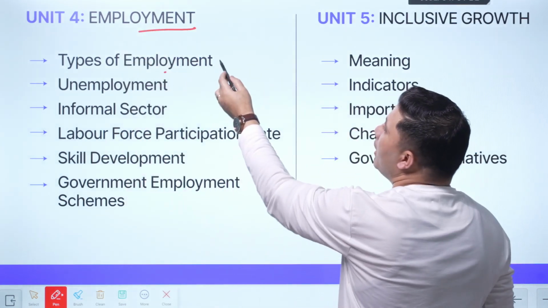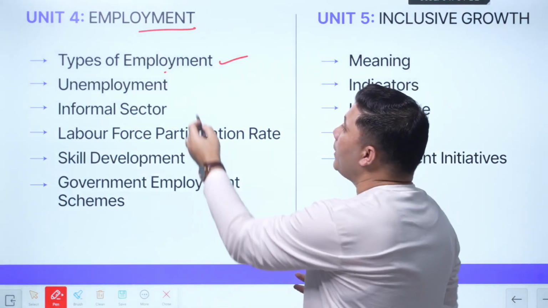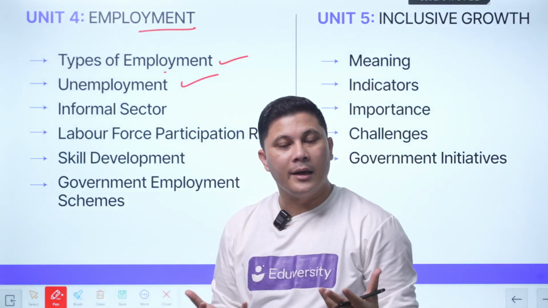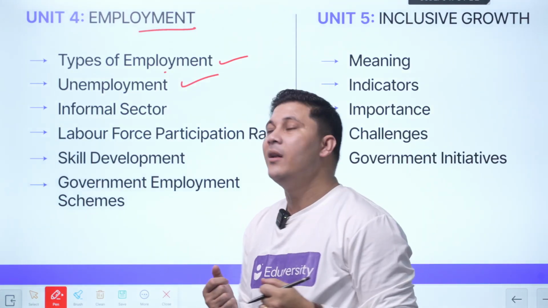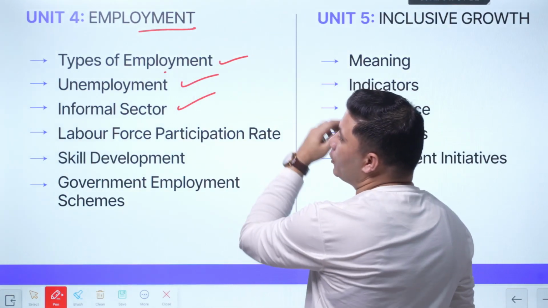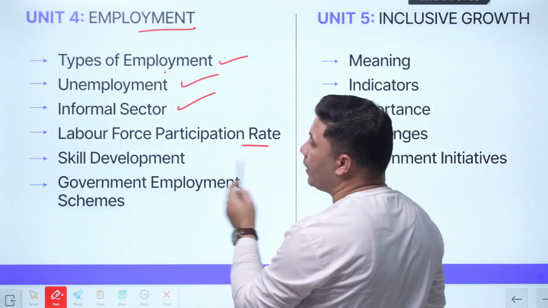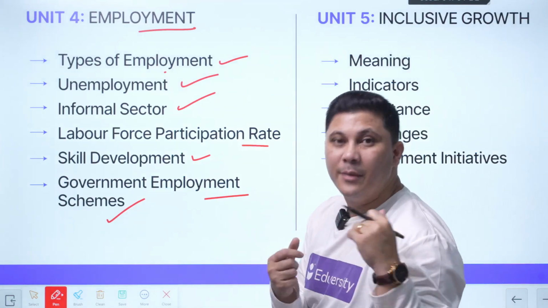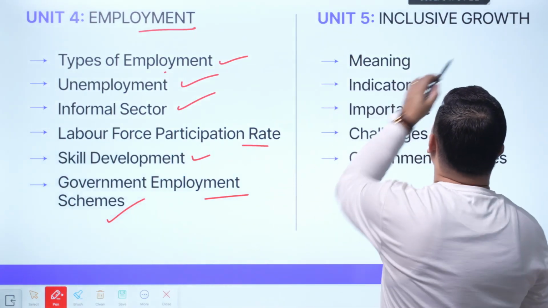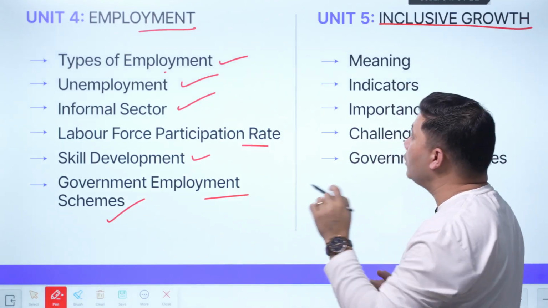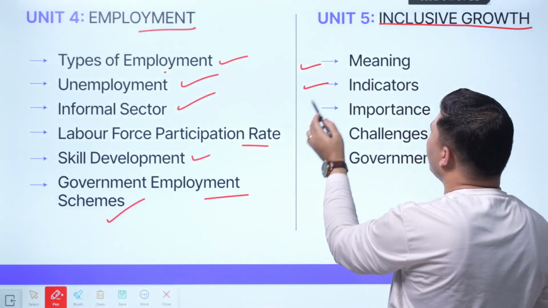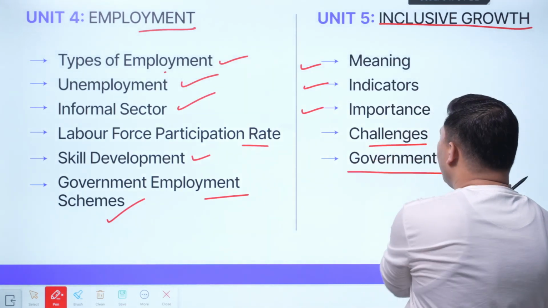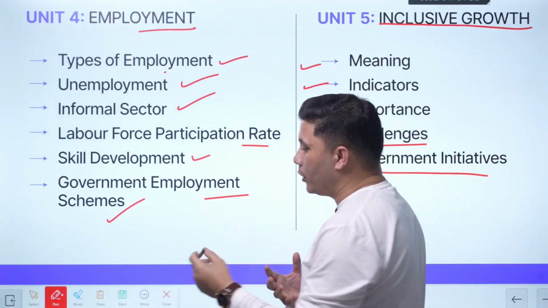Now again going forward, in unit 4 you have to study about employment. Then you have to study the types of employment in India, and unemployment. Now you see, the latest issue in unemployment is the skill mismatch, right? So informal sector, labor force participation rate, skill development, government employment schemes. What are the government employment schemes in India? Not only these, you have to study in depth about inclusive growth. What is inclusive growth, meaning, indicators, importance, what are the challenges of inclusive growth in India, and what are the government initiatives for inclusive growth in India.